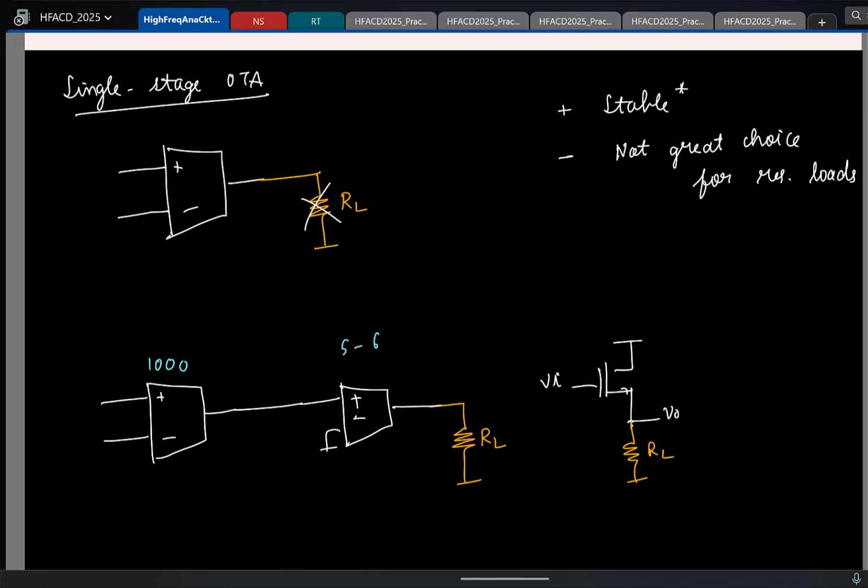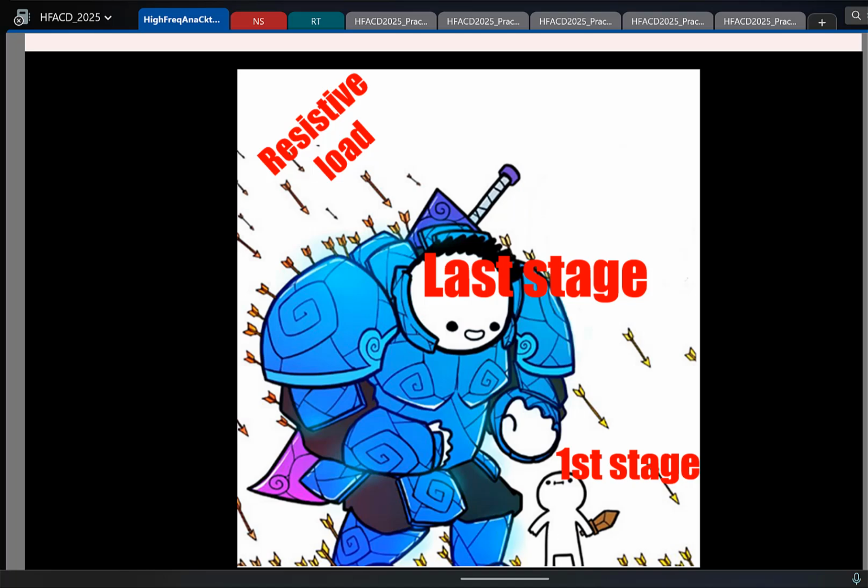So in a way, this guy here is sacrificing its DC gain to drive the resistive load, so that this guy here can sit comfortably at the back and not have to worry about what to drive. So in a way, this is like a nice protector protecting this guy from the resistive load. So I usually show this. It is like this. You have the resistive load. The last stage here is taking the grunt of it. It is trying to protect this guy, while the first stage is sitting behind comfortably, happily, without having to do anything. Okay.